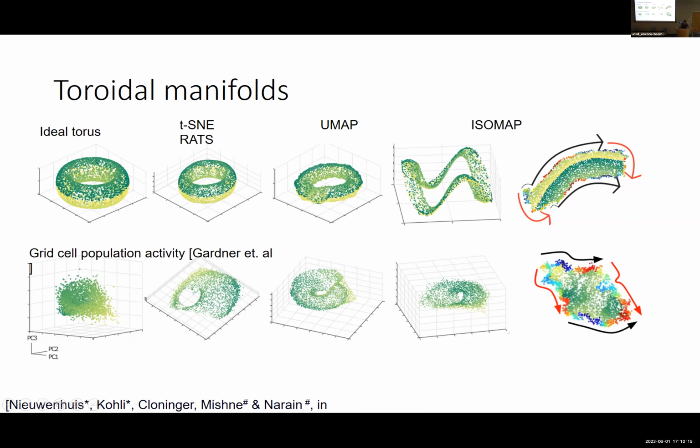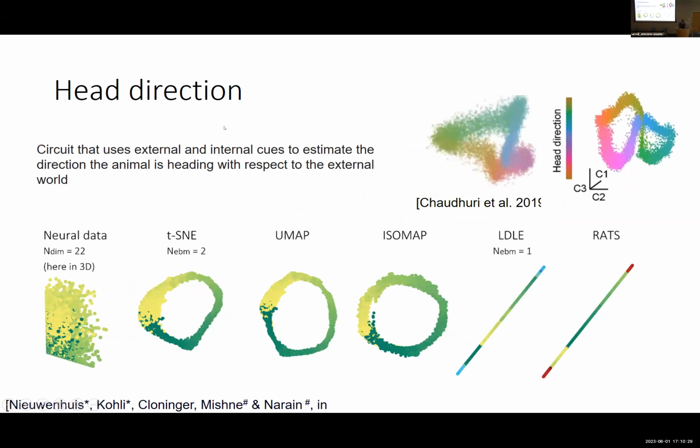And what we do is we compare these arrow diagrams that we have for the ideal torus to what we have for this grid cell population, and that tells us how to glue the data together in order to form a torus, and we indeed recover a torus. And similarly, in a head direction neuronal data set, head direction activity lies on a circle. We can tear the circle apart, and it's a one-dimensional manifold.